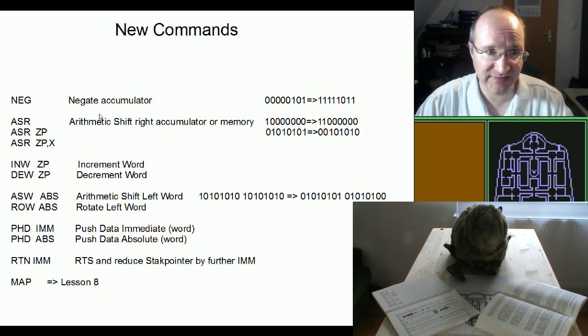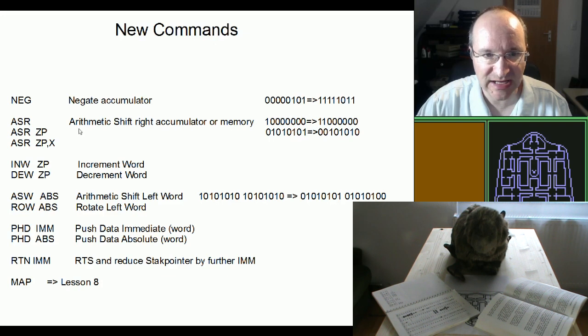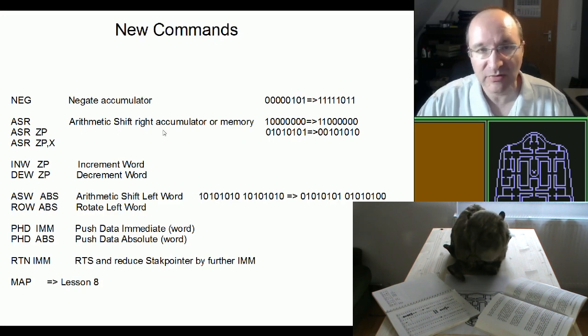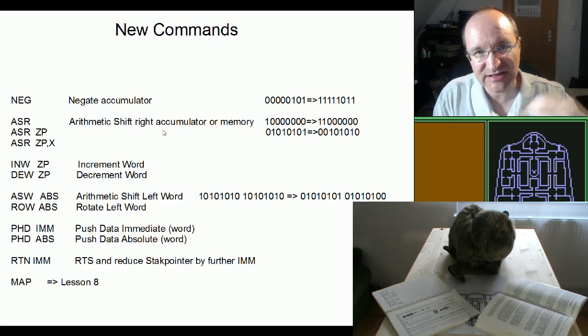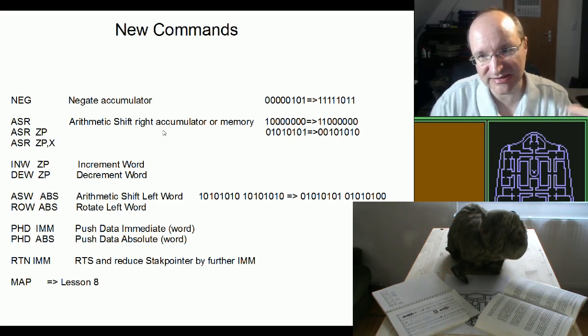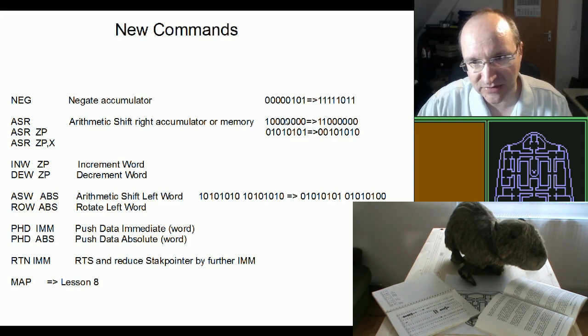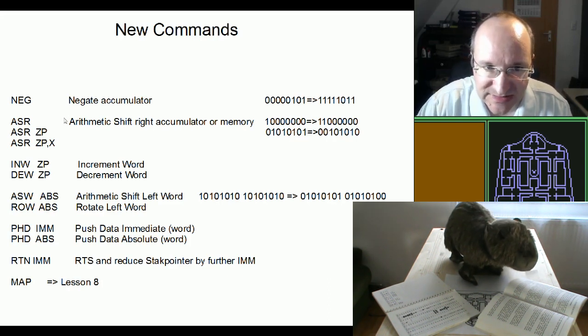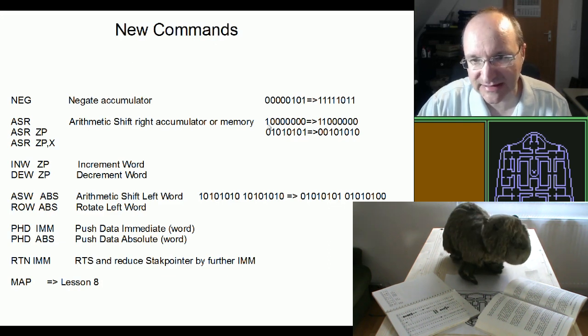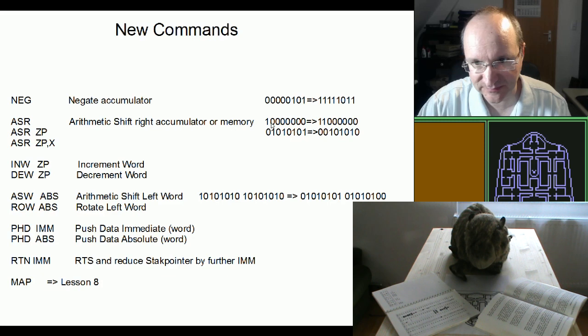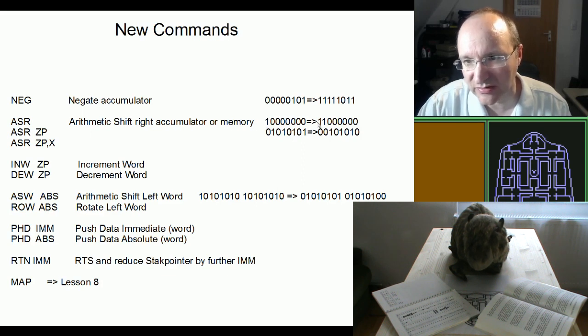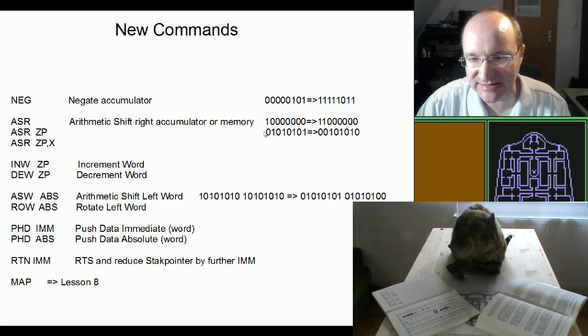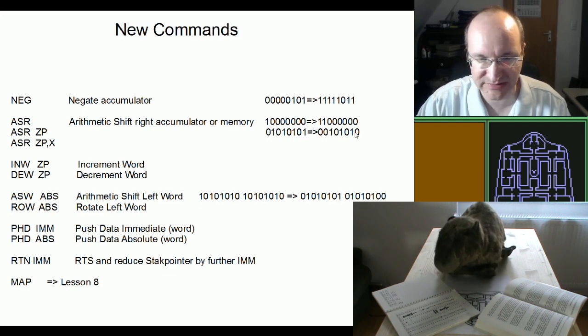Also correlated to negative numbers is the ASR, which is an arithmetic shift right. We already have the shift right, where just a 0 is pushed into the number and the rest is shifted to the right. The difference with the arithmetic shift is that it looks at the first, or the highest, value. If this value is negative, a 1, then it always pushes in a 1. And if the highest value is a 0, it always pushes in a 0.